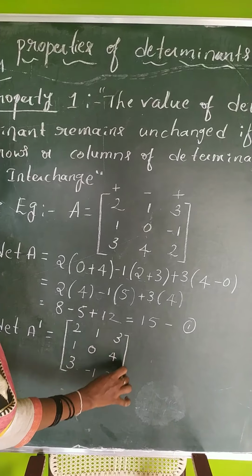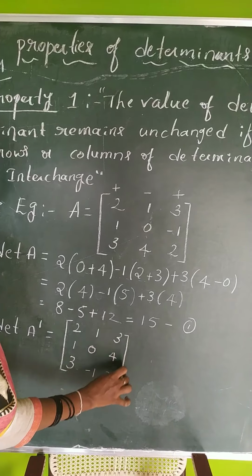Next is the second element, which you should take with a negative sign if it is positive. So minus 1, first row second column: 1 into 2 is 2. Next is a minus: 4 into 3 is 12. Next is plus 3, first row last column. So now 1 into minus 1 is minus 1, minus 0 into 3 is 0.